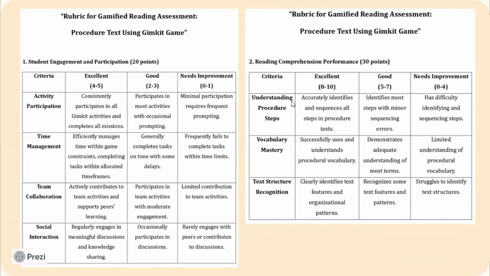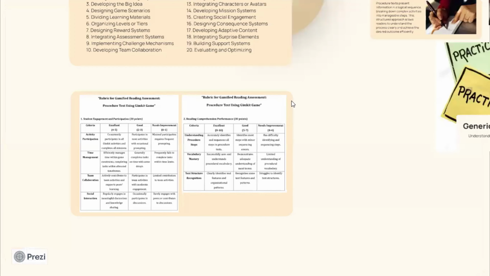Okay, so this is the rubric for gamified reading assessment of procedure text using GameKit game. The first is student engagement and participation, 20 points. The criteria are activity participation, time management, team collaboration, and social interaction. The second is reading comprehension performance, 30 points. So the criteria are understanding procedure step and vocabulary mastery, and then text structure recognition.